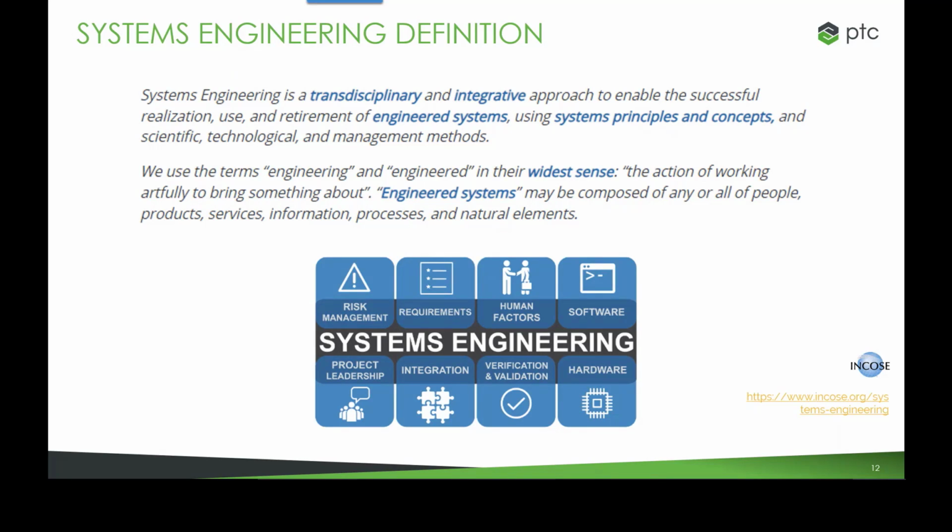This graphic is quite good. I think it shows some of the key aspects of systems engineering, risk management right at the top. One of the goals of systems engineering is to de-risk product design, to take the risk out of the design projects that we're undertaking. And some of the ways we do that is by understanding requirements, understanding the human factors, the outputs of building software and hardware, but we apply project leadership. There's an integration effort that's required and verification and validation. So highlighting some of the key aspects of systems engineering there.